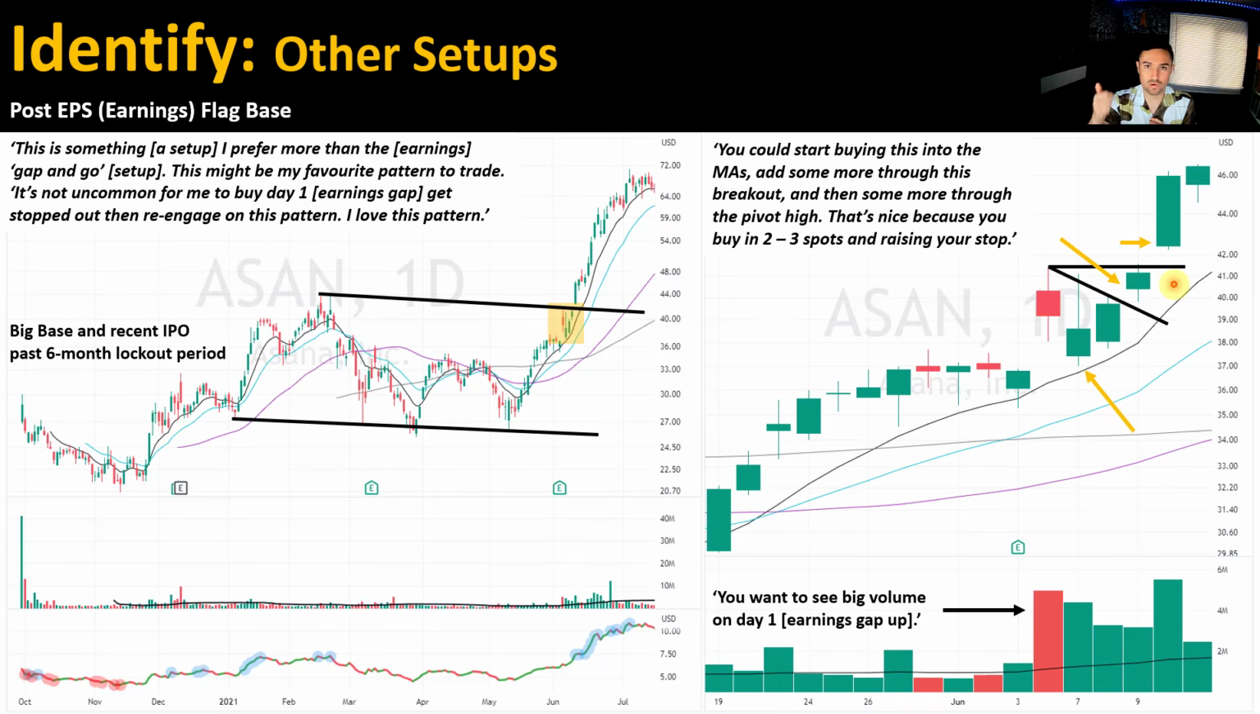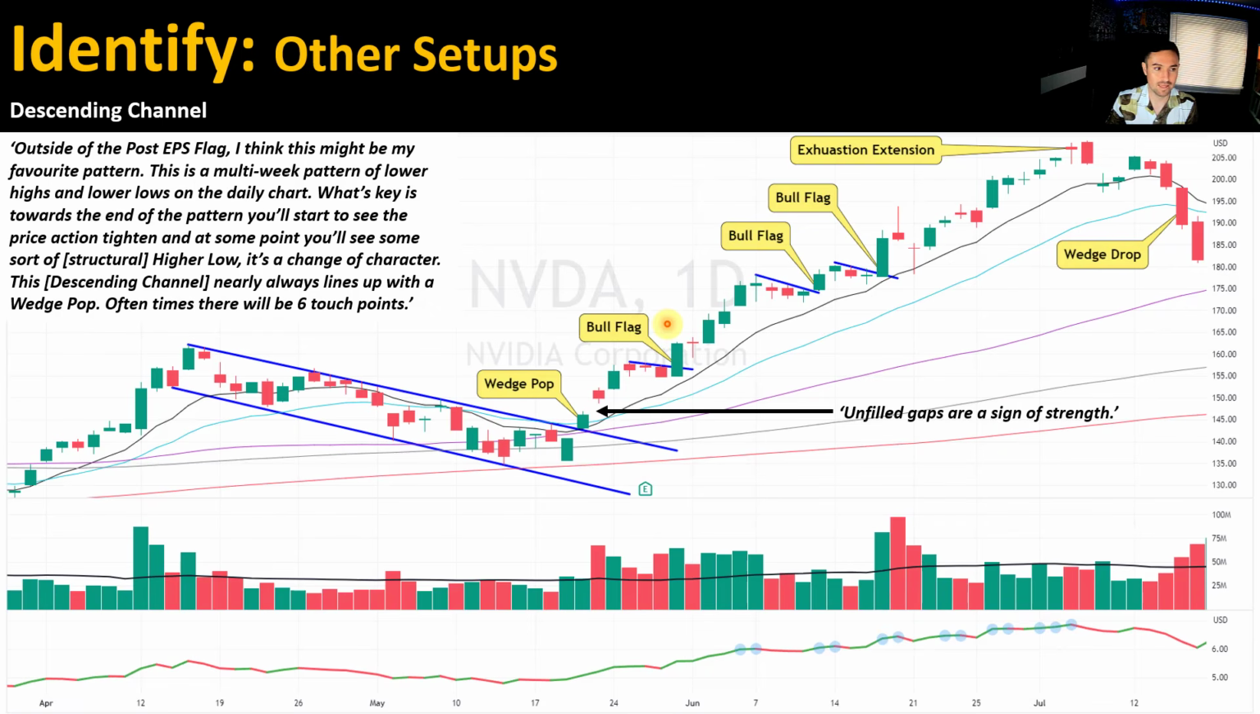As we go into the control and mitigate section, we're going to be going through these examples of the entry and then raising the stop loss up. So then you're increasing your position size, but you're not increasing your risk. We'll talk about that very thoroughly a little bit later on. This here is a descending channel.